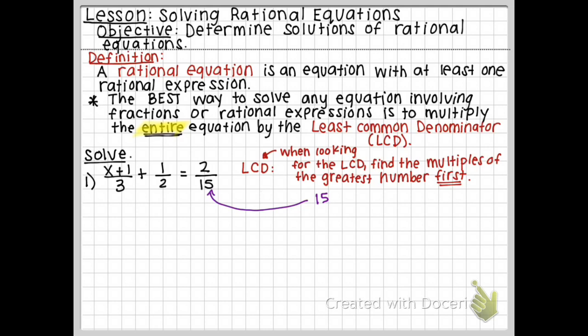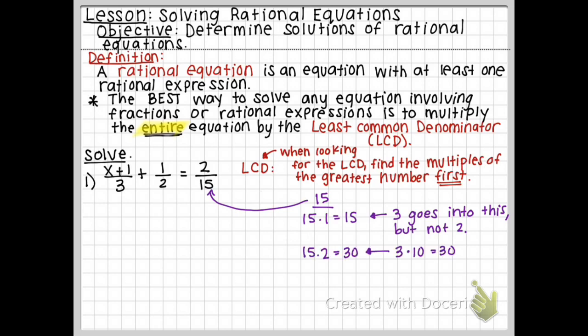But if we start with the 15, we can say, okay, what are the multiples of 15? Well, 1 times 15 is 15. 3 goes into 15, right? So we're looking for a number that all 3 of these numbers go into. 3 goes into 15, but not 2. So let's keep looking. 15 times 1 is 15. 15 times 2 is 30. Well, 3 times 10 is 30, and 2 times 15 is 30. So 3, 2, and 15 all go into 30, right? 3 times 10, 2 times 15, and 15 times 2. All of these go into the number 30.